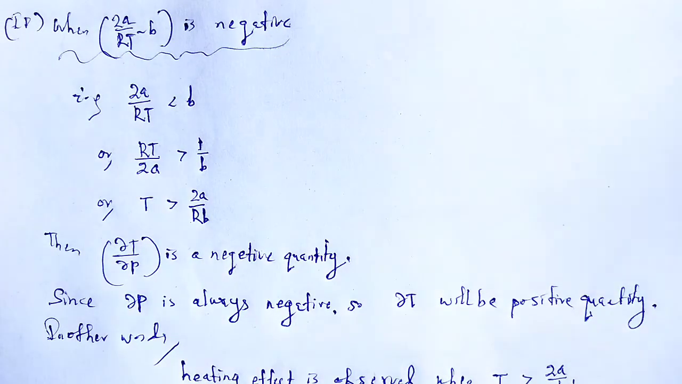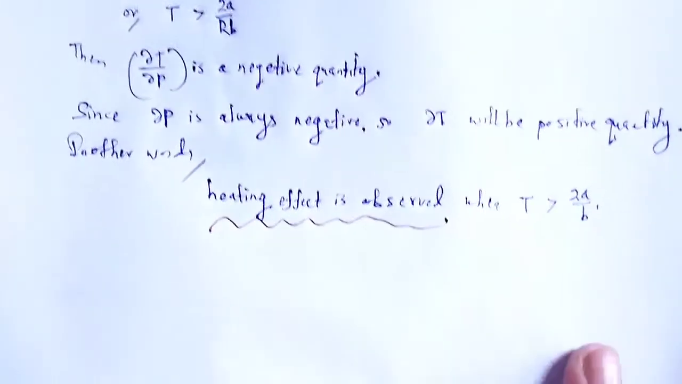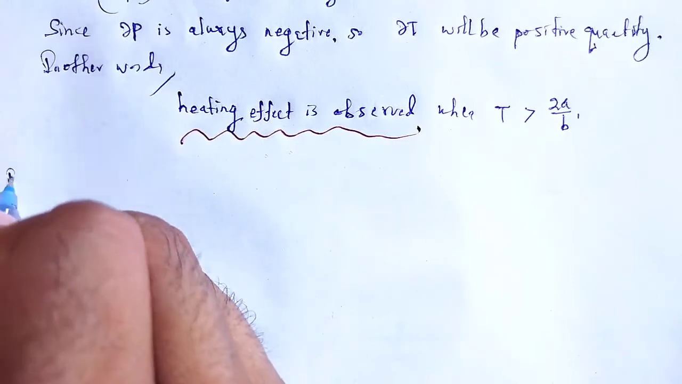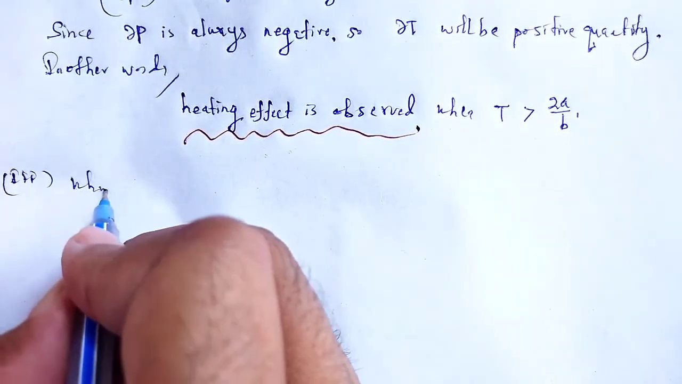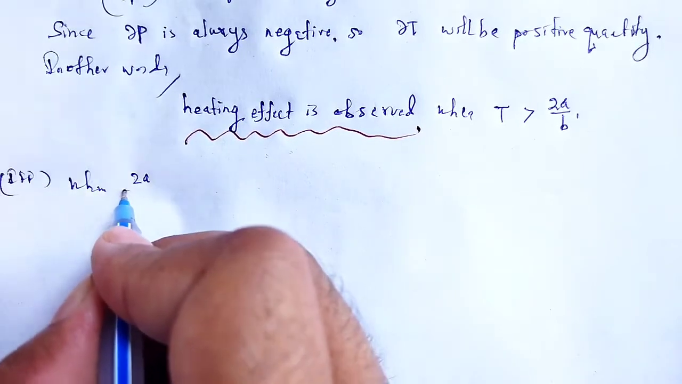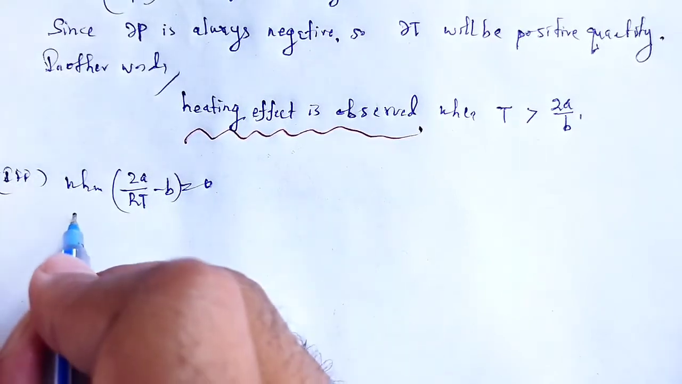Next, third possible scenario, if that quantity is equal to 0. Third special case, when 2A by RT minus B is equal to 0.